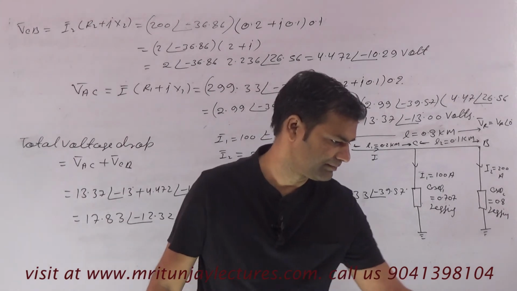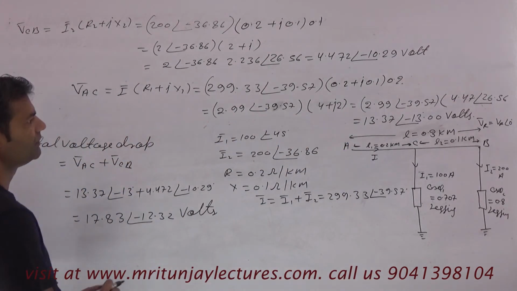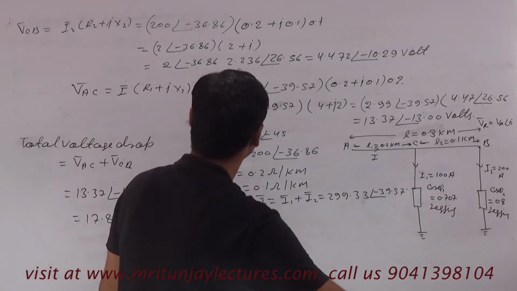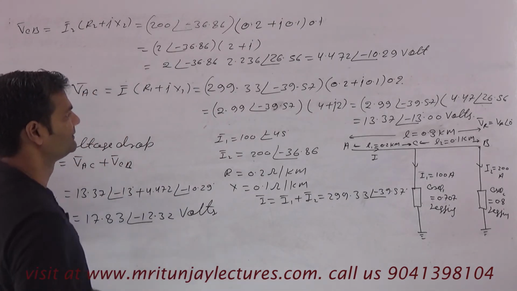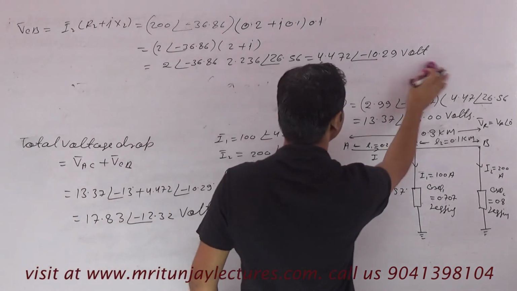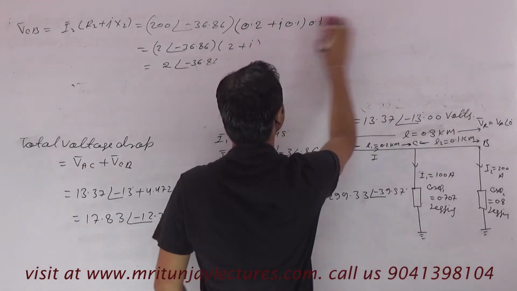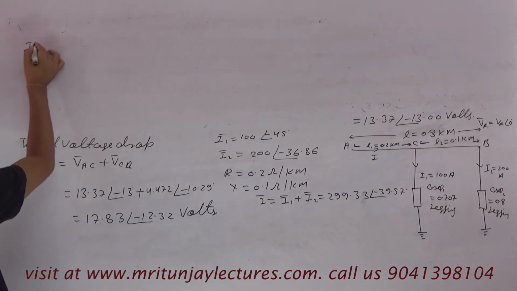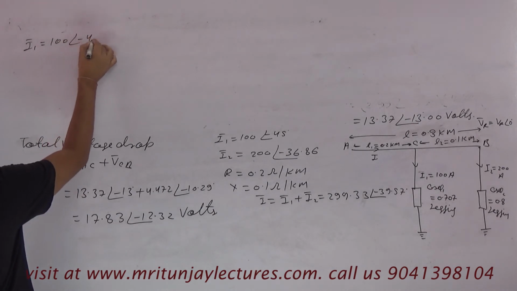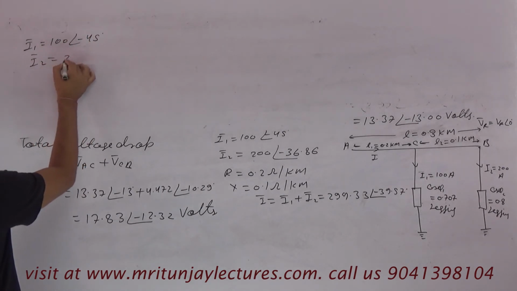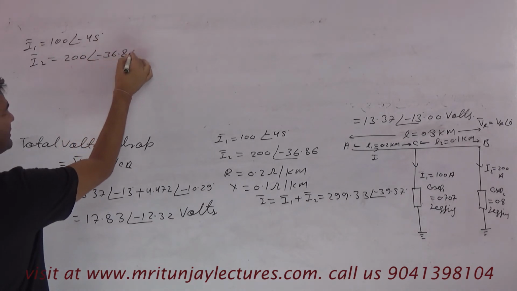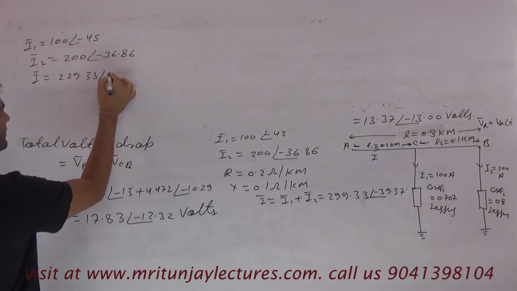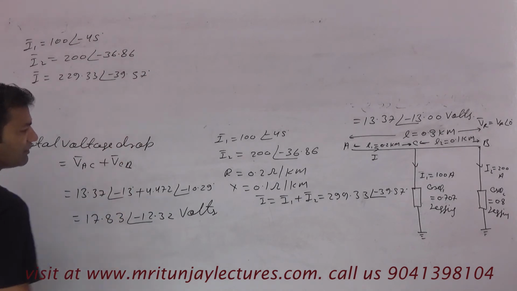If you want the phasor diagram, first of all make it. After that we have developed the phasor diagram. First of all, written here, I1 is 100 at the angle minus 45 degree, I2 is 200 at the angle minus 36.86 degree, and I is 299.33 at the angle minus 39.57 degree. Okay.